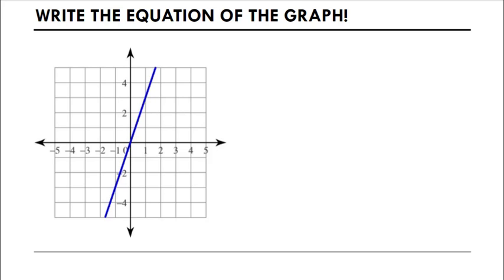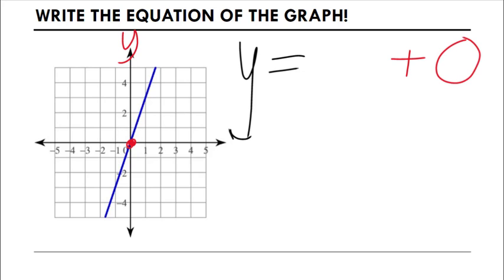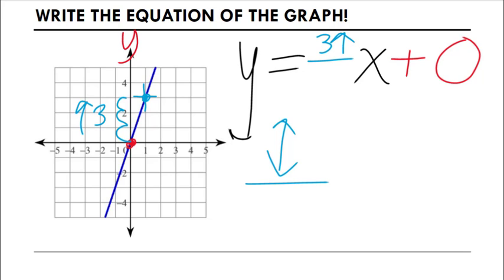Alright, the last example. Remember, we're going to do y equals. Where is the y-intercept? It is at 0. Now I'm going to write x. And then slope, I need another point. So how many? I'm going to go up and down first. So up, 1, 2, 3. 3 up. And now I'm going to go right or left. I'm going to go right 1.